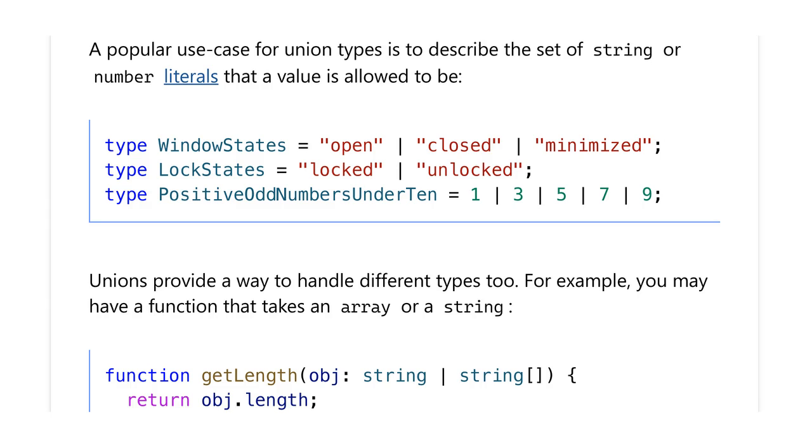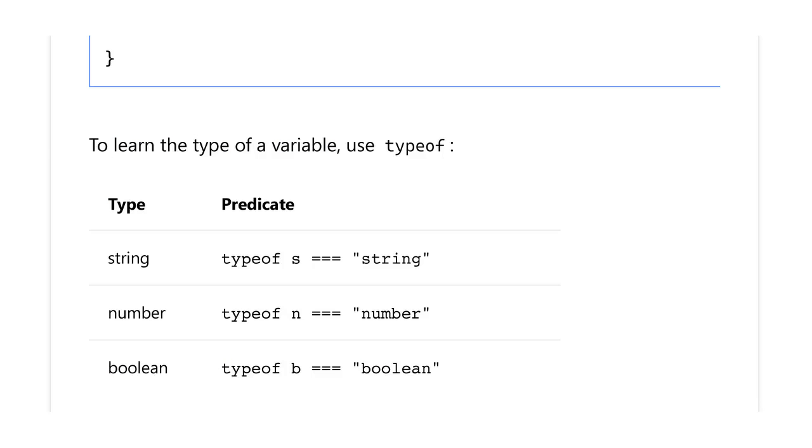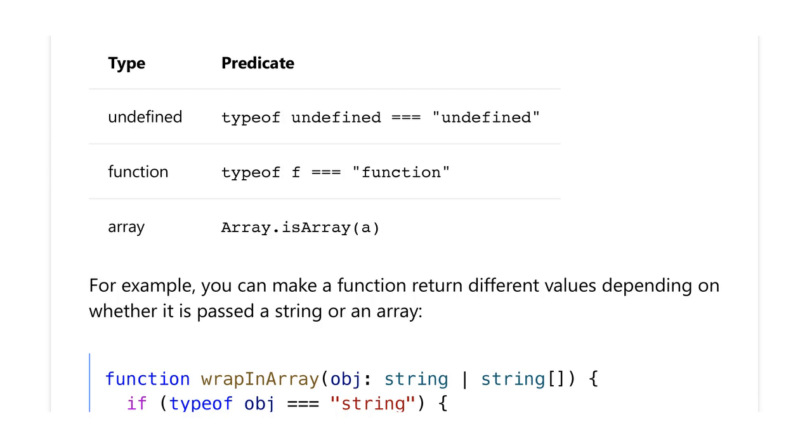Unions provide a way to handle different types too. For example, you may have a function that takes an array or a string. function getLength(obj: string | string[]) { return obj.length; }. To learn the type of a variable, use typeof. For example, you can make a function return different values depending on whether it is passed a string or an array.